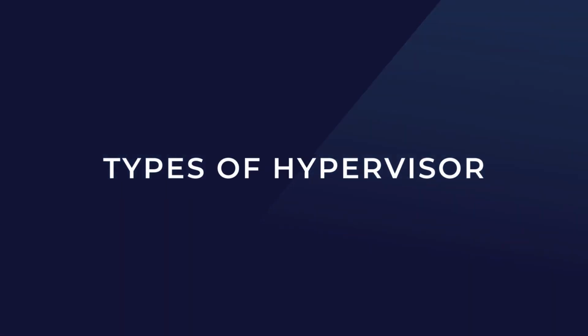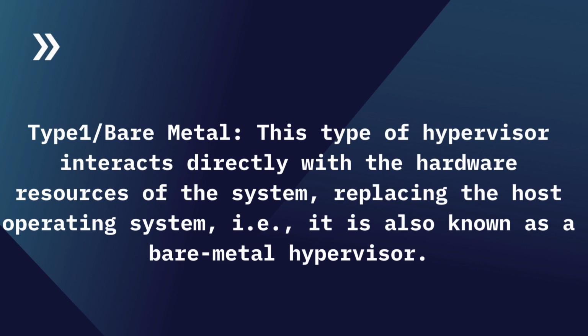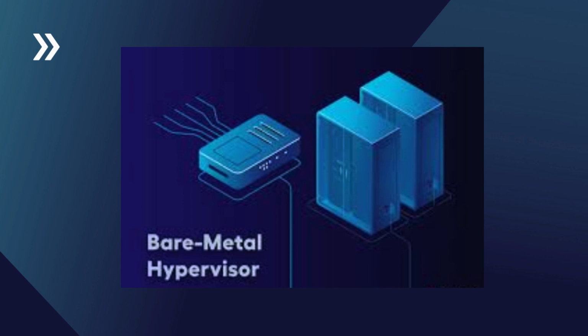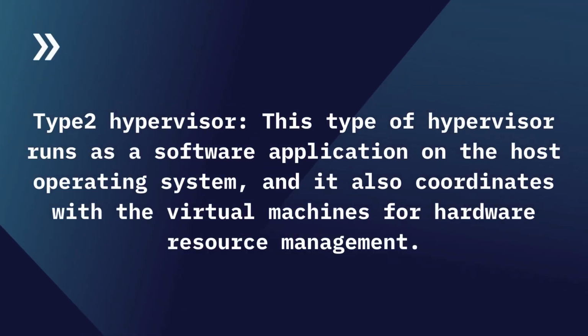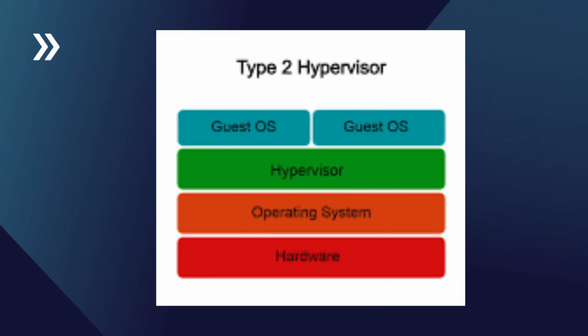Types of hypervisor. Type 1, or bare metal hypervisor. This type of hypervisor interacts directly with the hardware resources of the system, replacing the host operating system, that is, it is also known as a bare metal hypervisor. Type 2 hypervisors. This type of hypervisor runs as a software application on the host operating system, and it also coordinates with the virtual machines for hardware resource management.